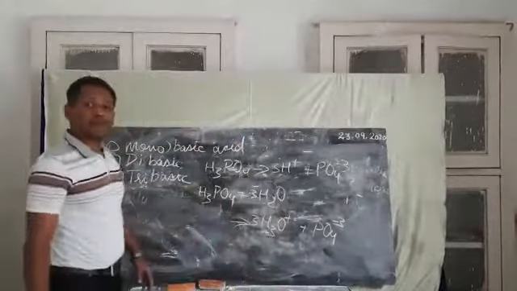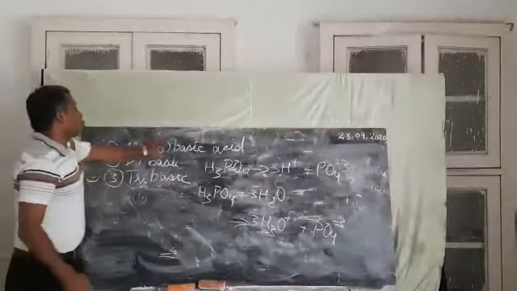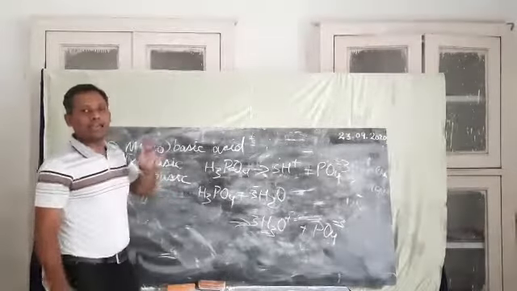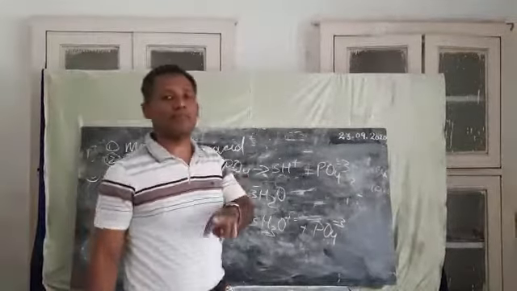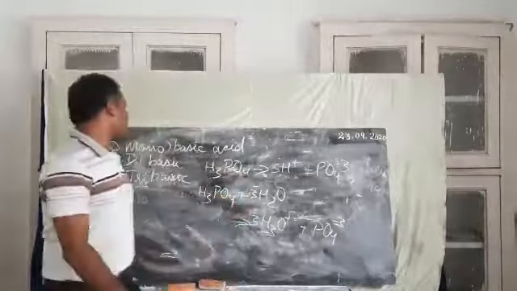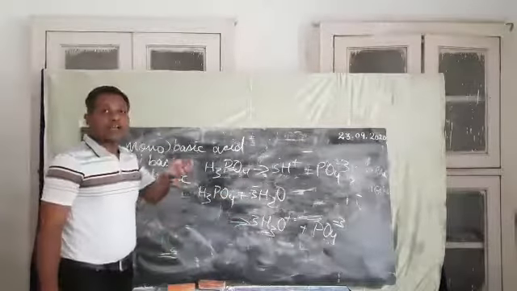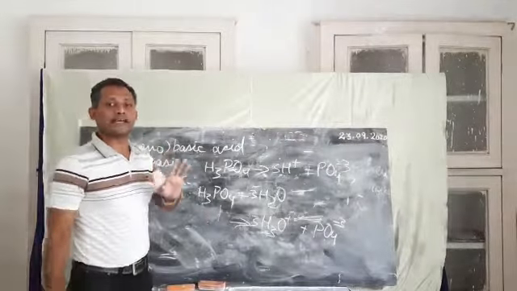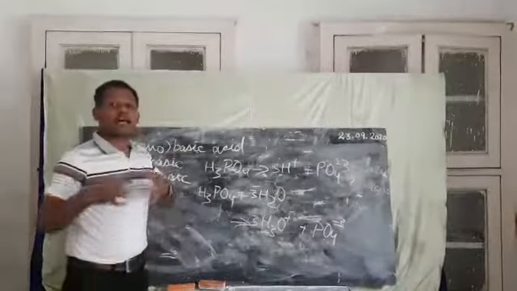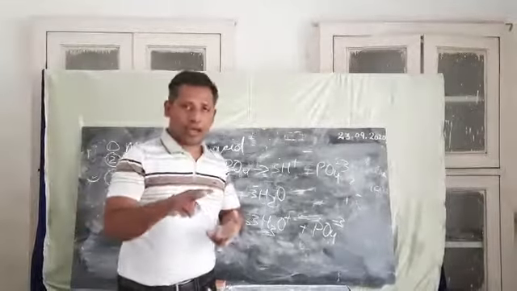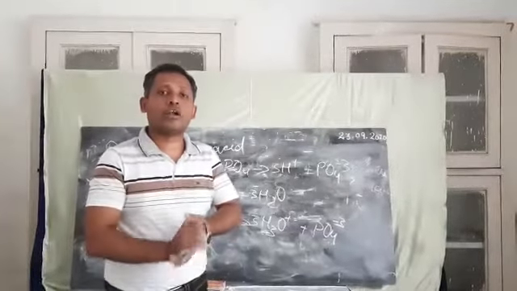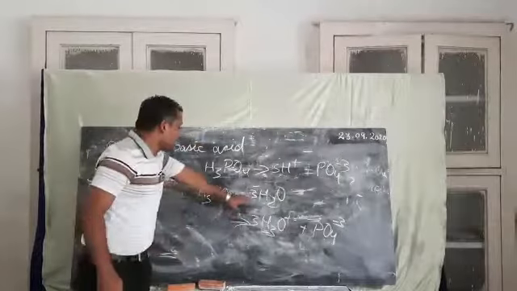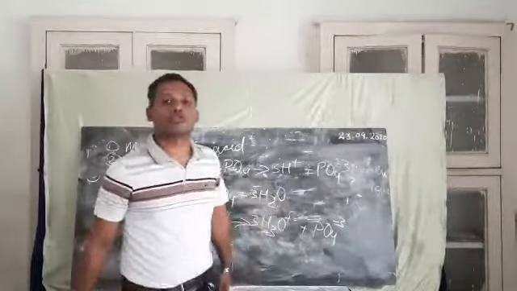Then on the basis of basicity, it can be divided into monobasic acid, dibasic acid, tribasic acid. The name itself indicates: mono means 1, di means 2 and tri means 3. A monobasic acid is an acid in which 1 hydronium ion is given per molecule. A dibasic acid is an acid in which 2 hydronium ions are given per molecule. A tribasic acid is an acid in which 3 hydronium ions are given per molecule.